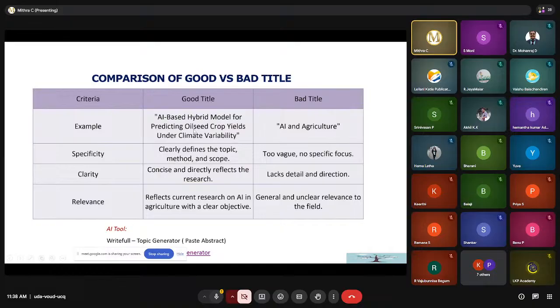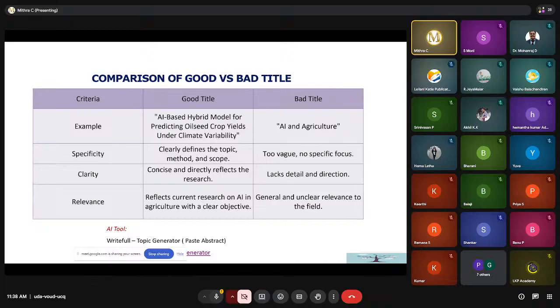Next, for predicting oil seed crops. There is a variety of crops, and I have clearly mentioned oil seed crop yield under climate variability. So based on the weather and climatic parameters, I'm going to do the project. See this title, how efficiently I have given all the information. Whenever the reader reads this article, curiosity is created: where is the hybrid model? So rather than omitting my paper, the reader will go into the paper and see what kind of hybrid algorithm I have used.